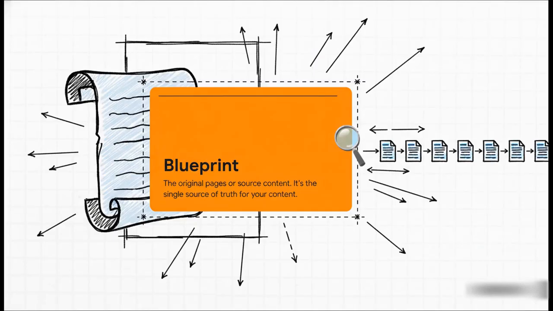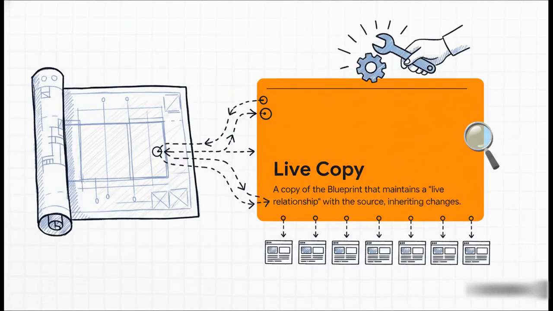This is your single source of truth. It's the gold standard, the master copy. All the pages, the structure, anything you want to reuse, it all lives right here. When you need to make a big global change, this is where you start. Okay, so you've got your blueprint.